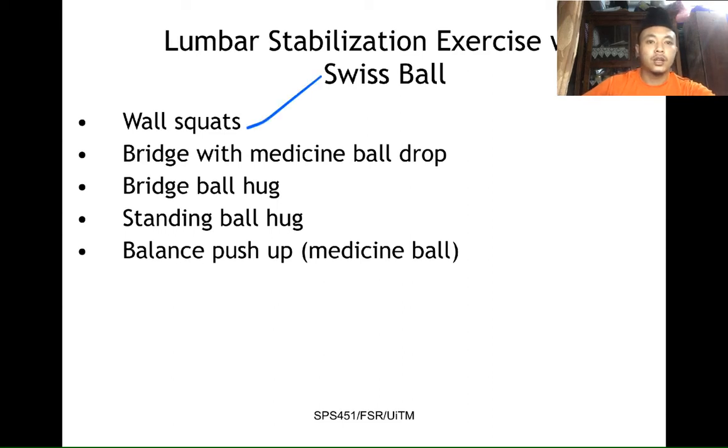And the last one is lumbar stabilization exercise with Swiss ball. You can do wall squat, bridge with machine ball drop, bridge ball hack, standing ball hack, balance push up, machine ball. Okay, all those exercises termasuk yang slide previous tadi, this is exercise for you to avoid muscle imbalance. Yang tadi tu saya cakap, kalau chest awak kuat, upper back awak tak kuat, it may cause injury to your upper back. Same goes to your abdominal kuat, your lower back tak kuat, lower back awak injured. Lower back awak kuat, but your abdominal tak kuat, may cause injury to your abdominal. Same goes to hamstring and quadricep. That is muscle imbalance.